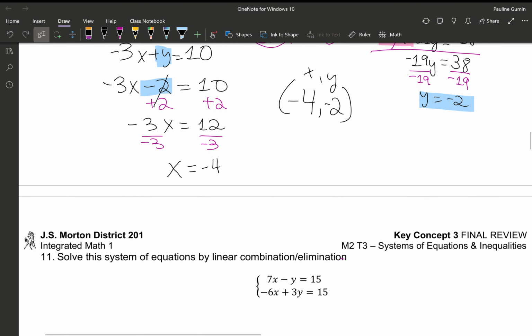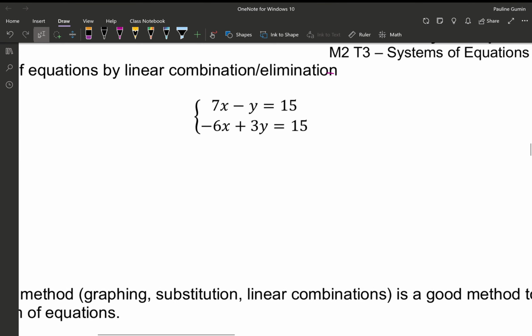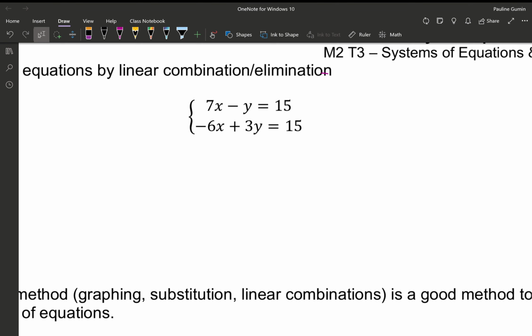Let's do another. So once again, we're doing linear combination / elimination. I notice that both my x's and my y's have opposites. So I can really work with either one of them. Since we did x's in the last problem, let's work on eliminating our y's in this one. So one is positive, one is negative, but let's make them the same number.